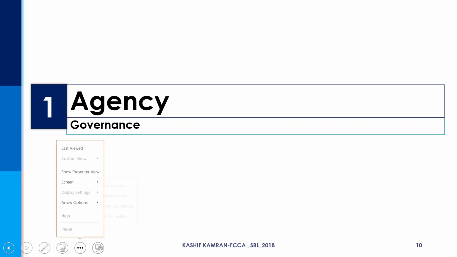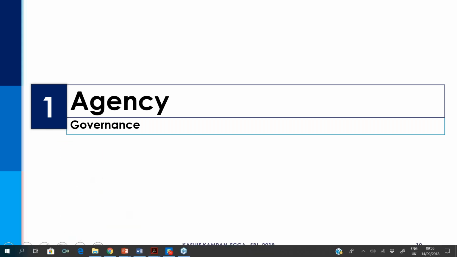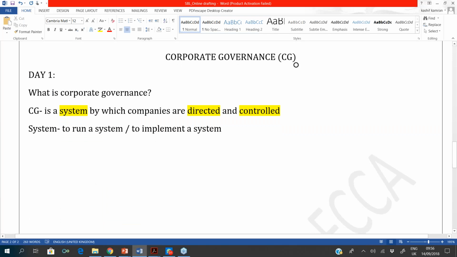Now, on my Word file, day one: what is corporate governance? Corporate governance is a system by which companies are directed and controlled. There are 3 very important things to understand here. First of all, a system. Secondly, directed. Third, control. It is a system.